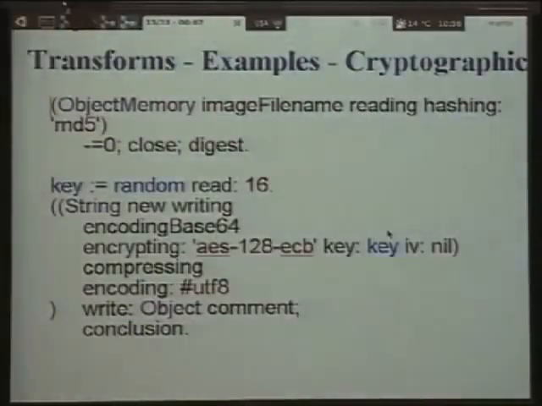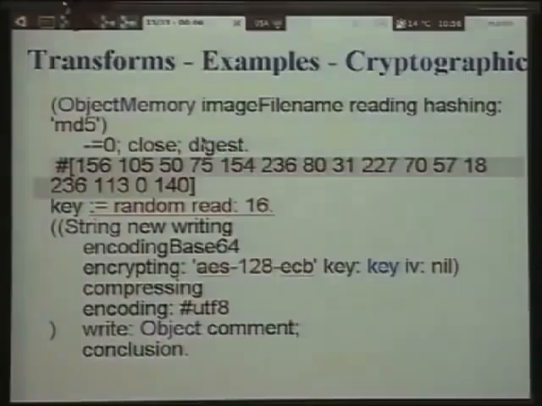So the cryptographic ones are fun. Here, let's take the image file of this image, and we're just going to hash the whole thing with MD5. This was pretty quick. I believe this image is probably close to 50 megabytes. The reason why it's quick is we are basically feeding it to OpenSSL in fairly large chunks. So that's nice. This is a fairly weak machine with some Atom processor.